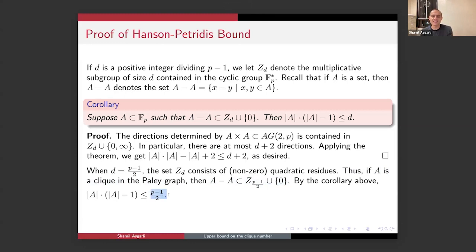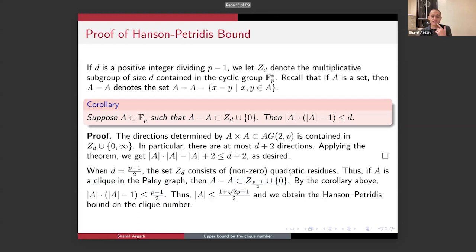but the value of d in this case is p minus 1 over 2. And this gives you an upper bound on A. Notice that the size of A here is the unknown, because I'm interested in controlling the size of the clique. And if I just do a basic quadratic formula, then I'm basically going to get that the size of A is at most 1 plus square root of 2 times (p minus 1) over 2. And this matches the Hanson-Petridis bound of square root of p divided by square root of 2. That's what this bound gives.